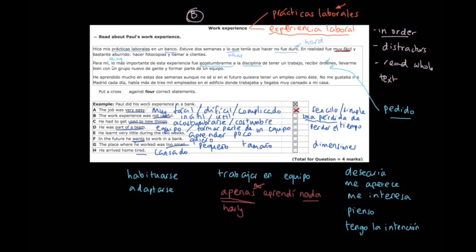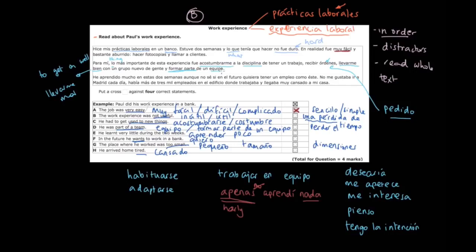Lo más importante fue acostumbrarme a la disciplina, to get used to the discipline of having a job. Recibir órdenes, llevarme bien con un grupo nuevo de gente, llevarme bien, to get on well. Remember, the opposite is llevarme mal. Okay, to get on badly or not to get on. Con un grupo nuevo de gente, with a new group of people. Y formar parte de un equipo, to be part of a team.